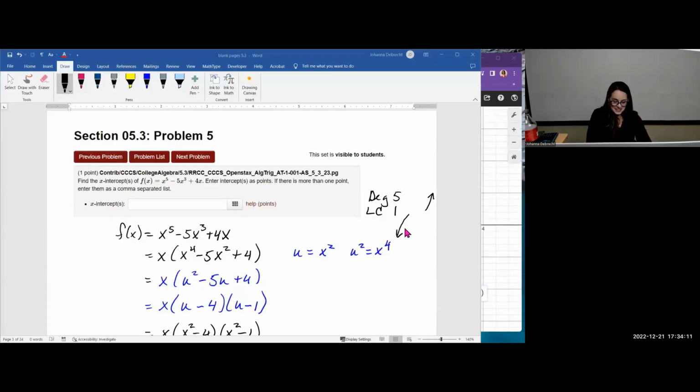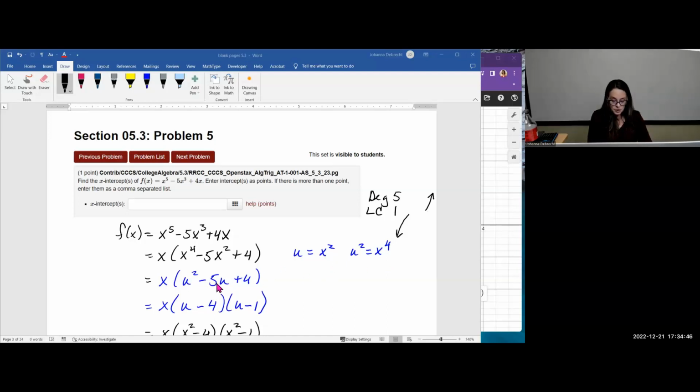So how did you do? Let's compare our answers. So this one is clearly going to be degree 5 with a leading coefficient of 1, because the highest degree term is x to the 5th. Now, in order to factor this, I first took out the common factor of x, which left x to the fourth minus 5x squared plus 4. And I recognize that the middle term, if I squared it, would give me the first term. And so I let u be x squared and u squared be x to the fourth.